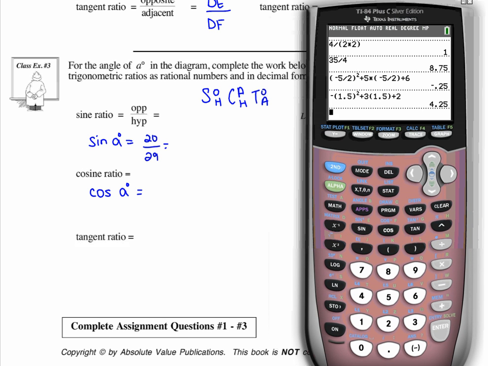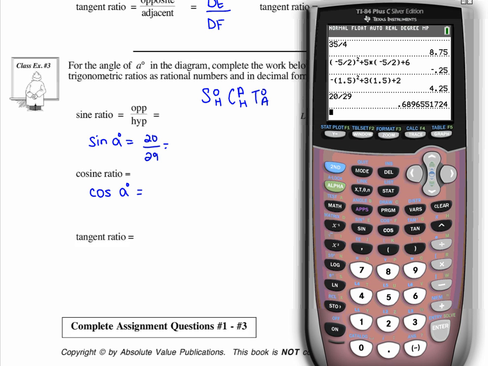Okay, let's see, 20 over 29. I'll just do it. Oh, to 3 decimal places. This is a good rounding exercise. That's 4 decimal places. So 0.690.